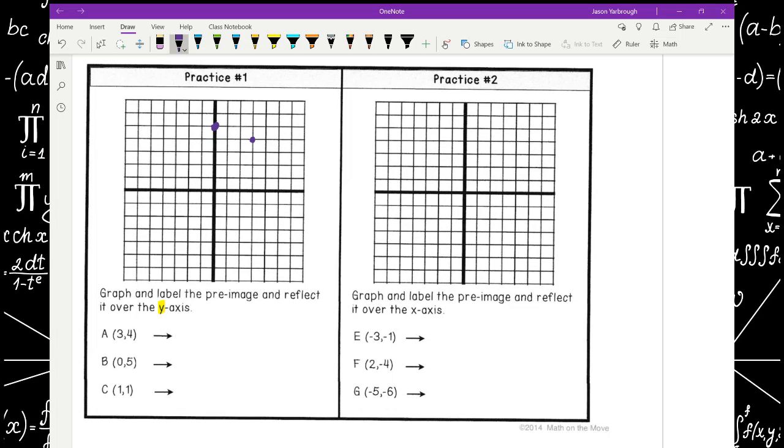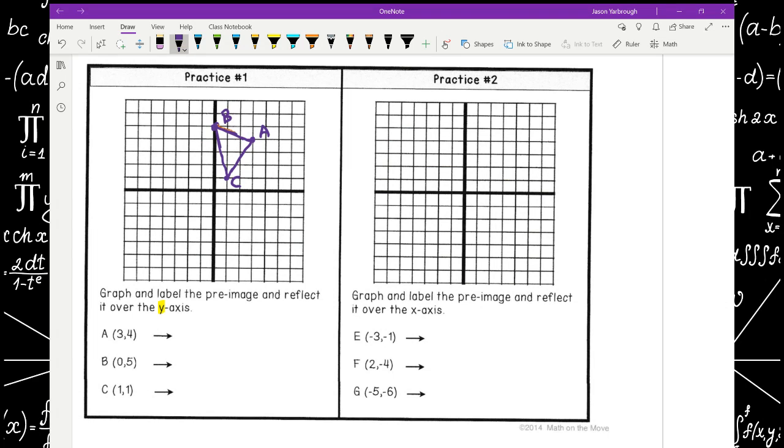C is at 1, 1. We go right 1, up 1, and we put it there. So now that we have this, we're going to connect these 3 dots. And now that I know what this shape looks like, I'm going to go back to actually writing in the letters. So this one was A, this one is B, and this one is C. So there's our original shape.